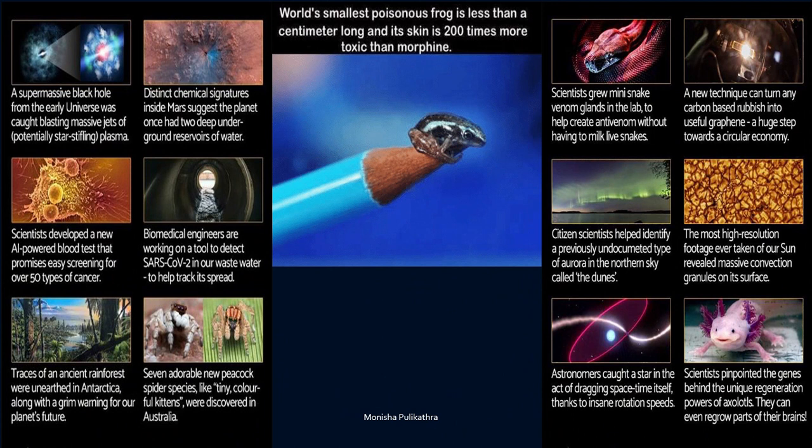After current, voltage and resistance, time for some quick science facts. Everyone kindly go through this and boost your brain with some science charges. I will read out only one. The world's smallest poisonous frog is less than a centimeter long and its skin is 200 times more toxic than morphine. Morphine is a very poisonous chemical, so the outside layer of this frog is 200 times more toxic than morphine. Wow.